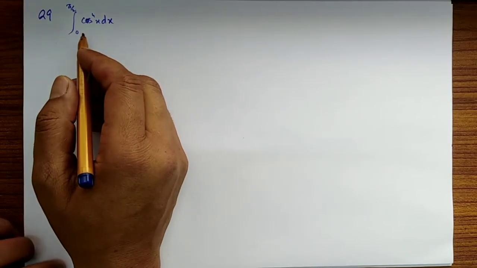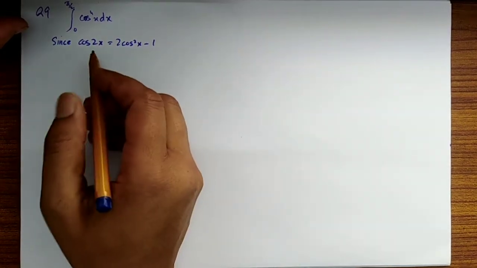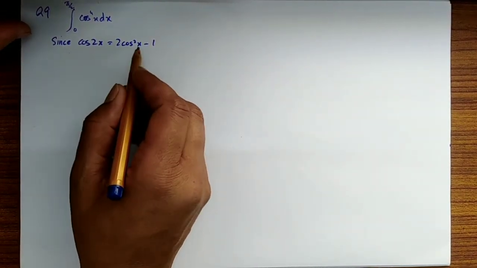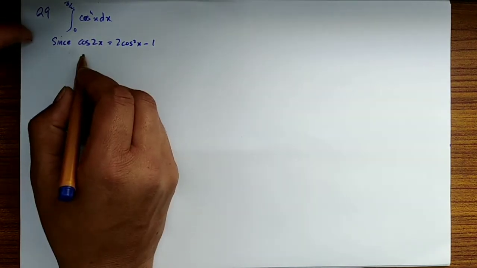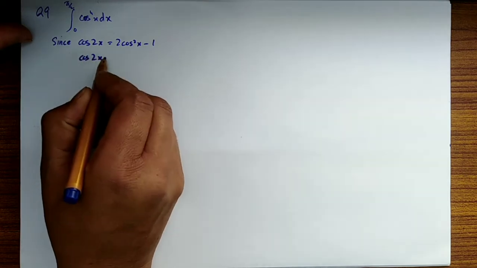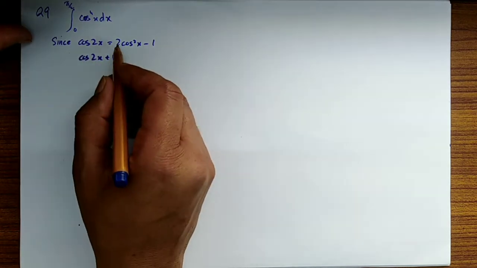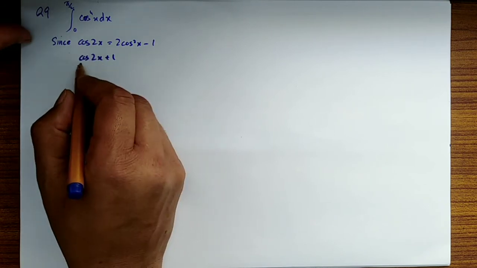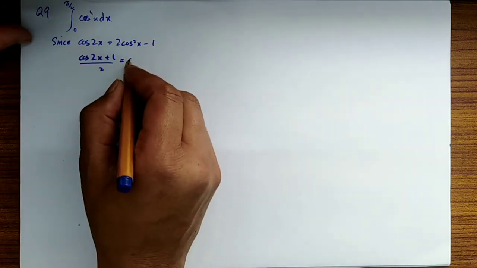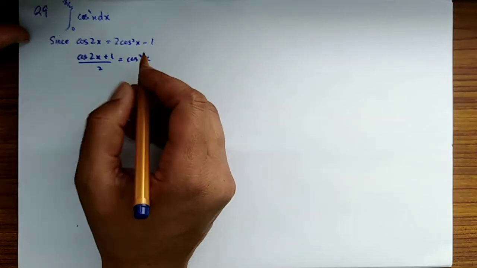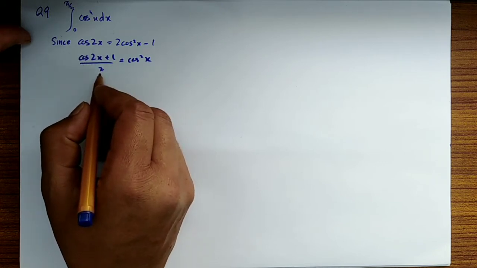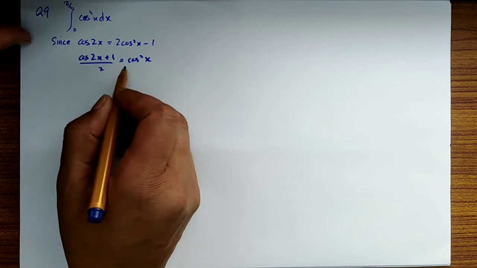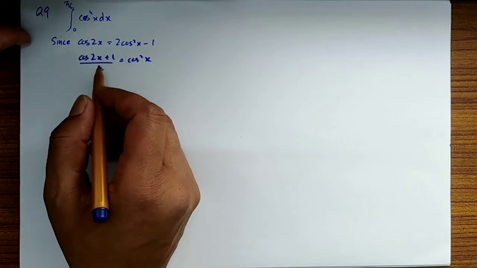Okay guys, question number 9. We know that cos 2x equals 2 cos square x minus 1, that we have learned in previous formulas. So we can take cos 2x plus 1 and move this 2 down here into the denominator. That gives us cos square x, right? So cos square x is equal to cos 2x plus 1 upon 2.